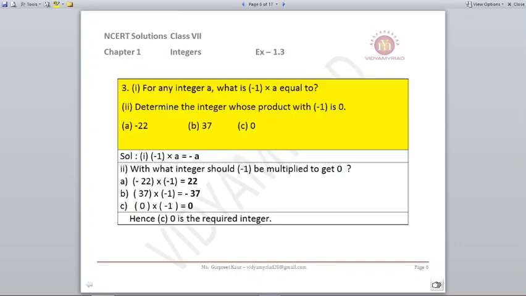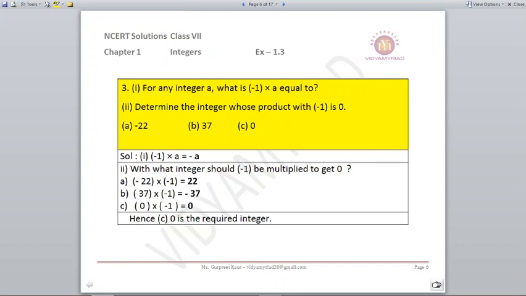Question number 3. For any integer a, what is minus 1 multiplied by a equal to? So just write it down in equation form. It will be minus 1 multiplied by a. What is 1 into a? A. There is one negative, so that means your answer will also be negative. That will come as minus a.